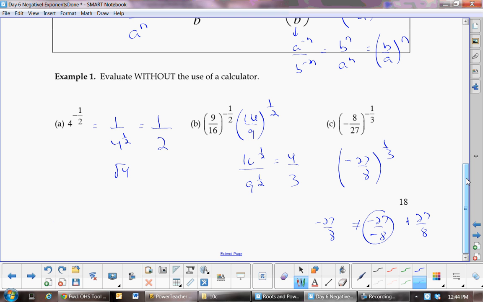So what's the cube root of negative 27? Negative 3. And the cube root of 8? 2. So the answer is negative 3 over 2. Okay, everybody just take a look at those 3 examples. Any questions? Don't be scared. We've had lots of questions today. You must feel comfortable enough. Yes?